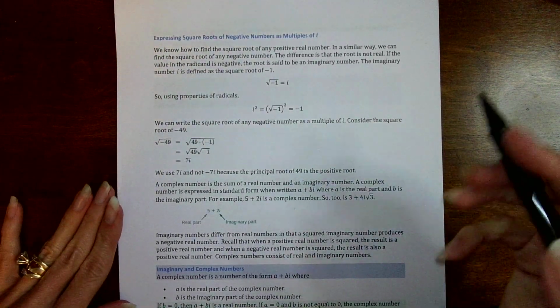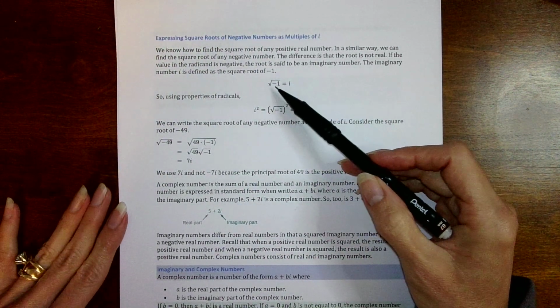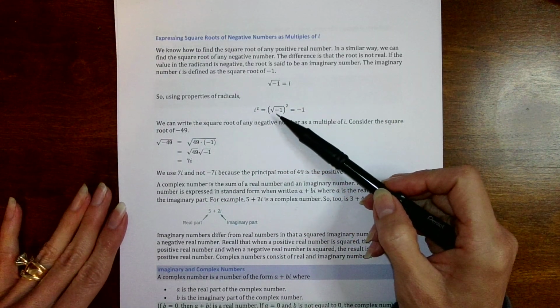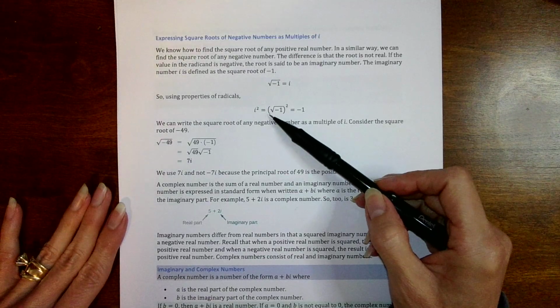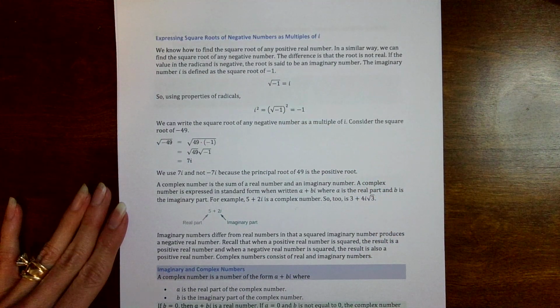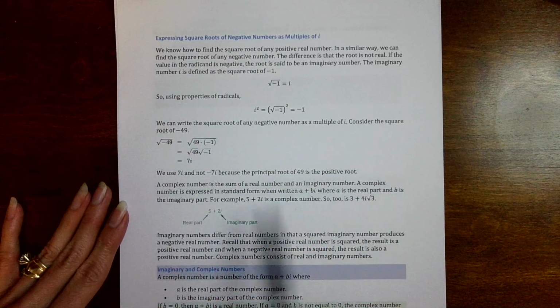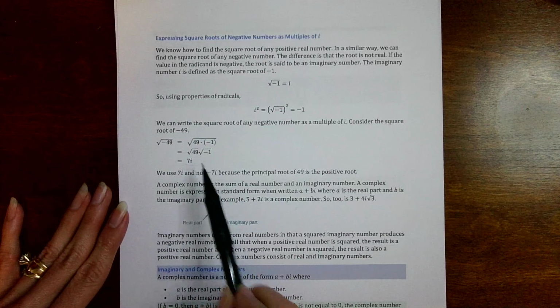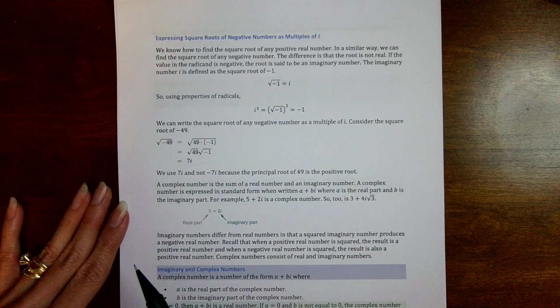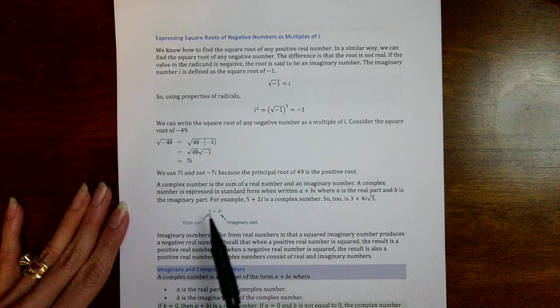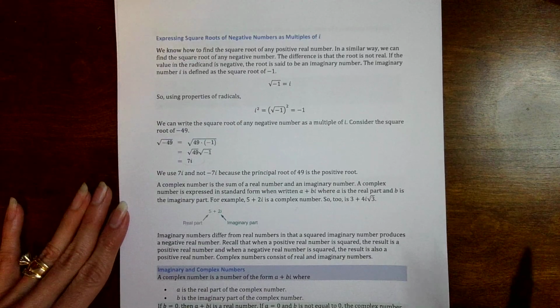So this is all kind of stuff I already told you. The square root of negative 1 is equal to i. i squared is equal to the square root of negative 1 squared, which is negative 1. And when we go ahead and find the square roots, we're still doing the principal square root, so we're going to do the positive part. Here's a complex number: 5 is the real part, negative 2i is the complex part.